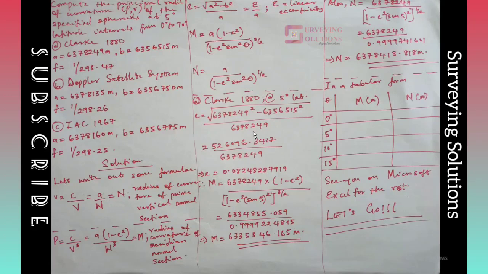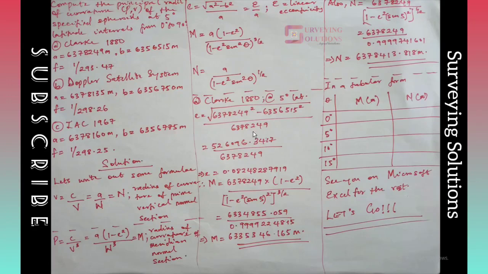So let's save A. So we have 6378249. Did I make a mistake? No, 6378249. So shift store. We are saving it in what? Letter A, because that's A. Then our B is what? 6356515. Then we say what? Shift store B. You can see this in that video. We're actually emphasizing. Then we'll save that.